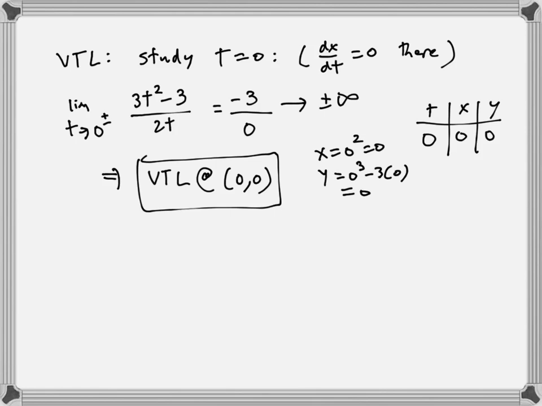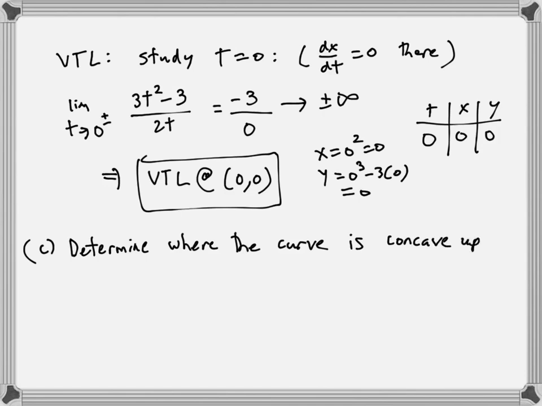So far, so good, right? We've got all our vertical tangent lines and all of our horizontal tangent lines. So we're going to move on now to part C. Okay, part C asks, determine where the curve is concave up or concave down.